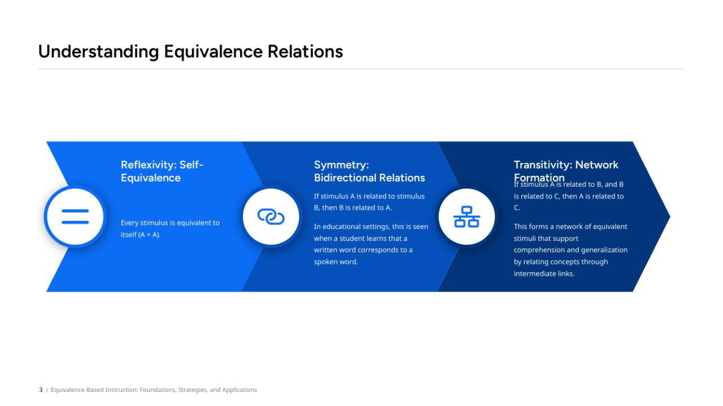Finally, there's transitivity. This is where things get interesting. If A is related to B and B is related to C, then A must be related to C. This creates a network of linked stimuli, allowing for broader comprehension and generalization. It's through these connections that we build complex understanding by relating new concepts through familiar ones.